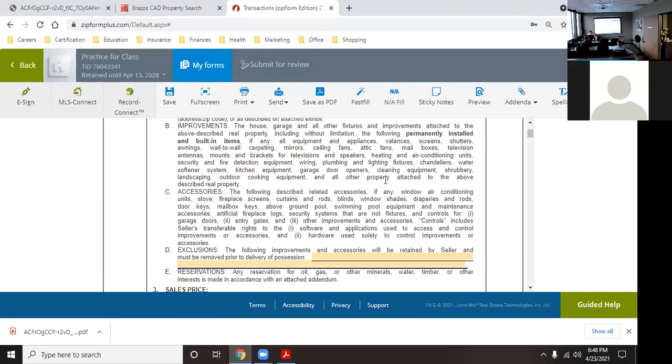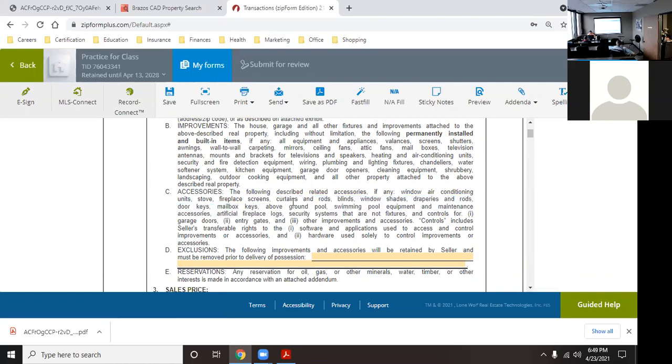Now accessories would be stuff like window air conditioning units, stove, fireplace screens, curtains, rods. Curtains and rods, for example, you would not consider an improvement or real property of the house. That is something that is more of a personal property thing. But if they're attached to the building, they convey. This is saying that anything permanently installed conveys.